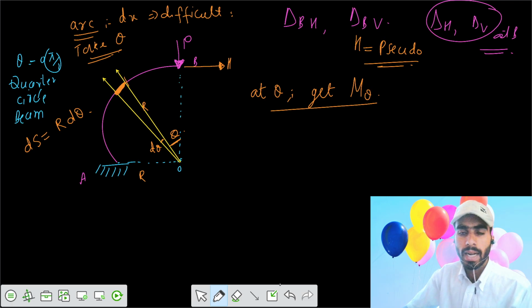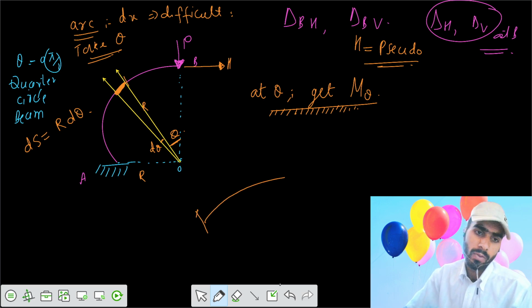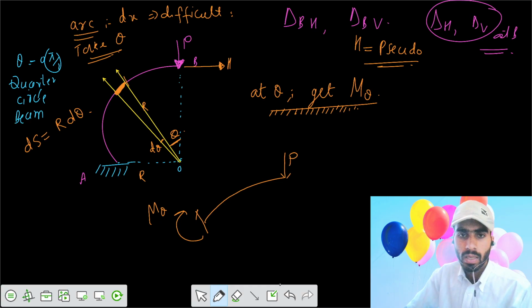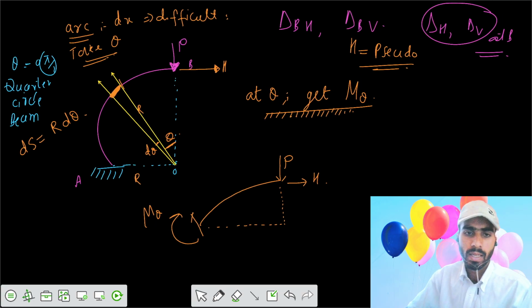What's the value of the moment at a particular theta? So we want to cut the section at theta. If you cut the section at theta, say here the shear force is V and the moment here is M theta. Then you have applied a load of P downwards and a horizontal H. So we want to find the horizontal and vertical displacement. Then we can take the summation of moments about the point at theta.